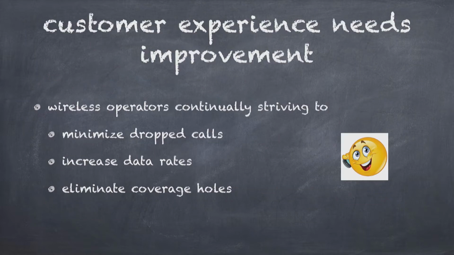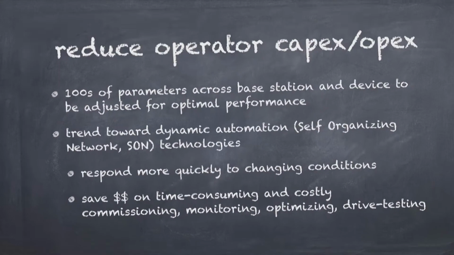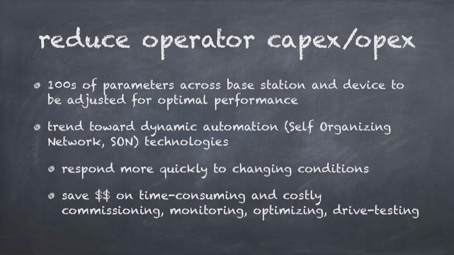So another thing that is at play here is customer experience always needs improvement. So the wireless carriers are trying to minimize dropped calls, increase data rates, and eliminate coverage holes so you don't get that X right in the middle of an important conversation. Another thing, of course, that operators are trying to do is reduce operator capital expenditure and operational expenditures.